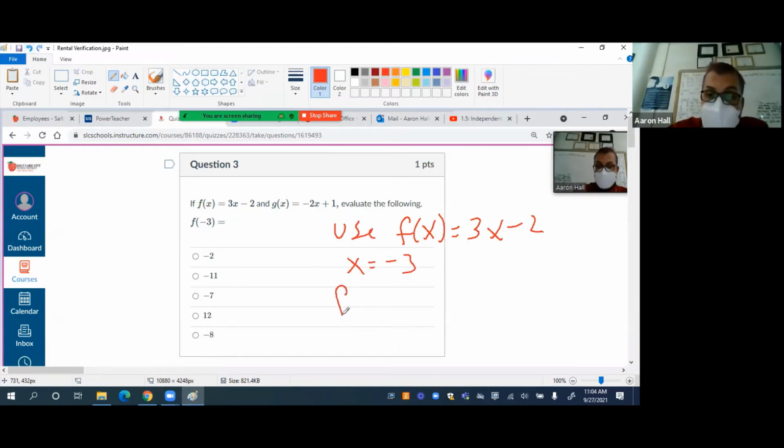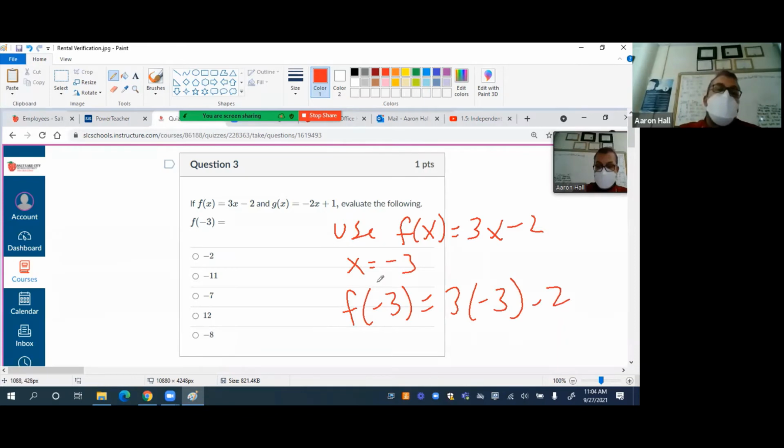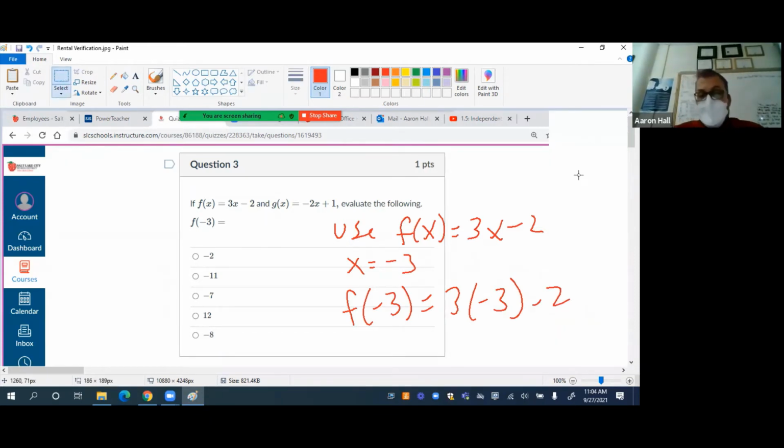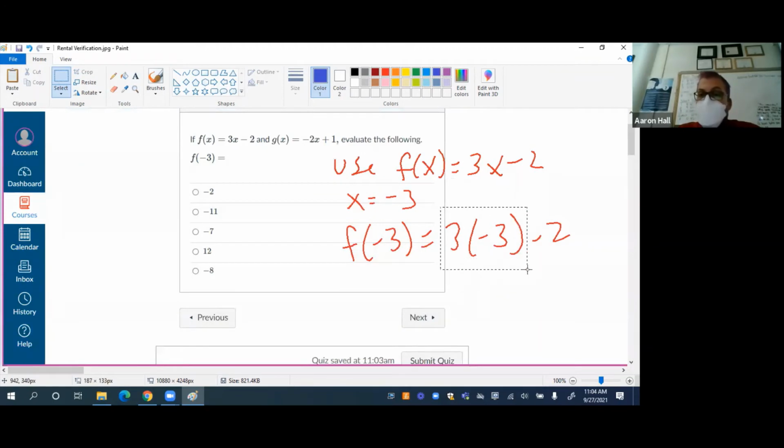Anytime I see an x, I'm going to replace it with negative 3. So I have f of negative 3 equals 3 times negative 3 minus 2. Order of operations. What first? Do we multiply first or do we subtract? We multiply. So we're going to multiply this here. What is 3 times negative 3? Negative 9. So I have negative 9 minus 2.